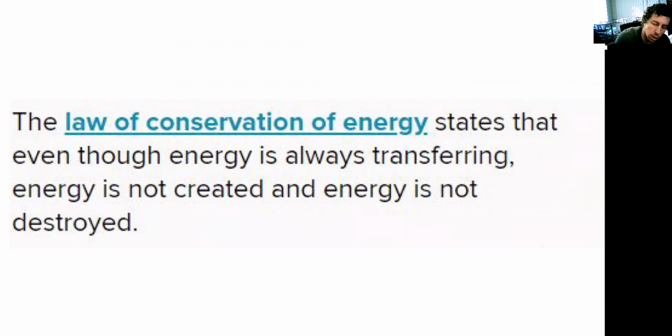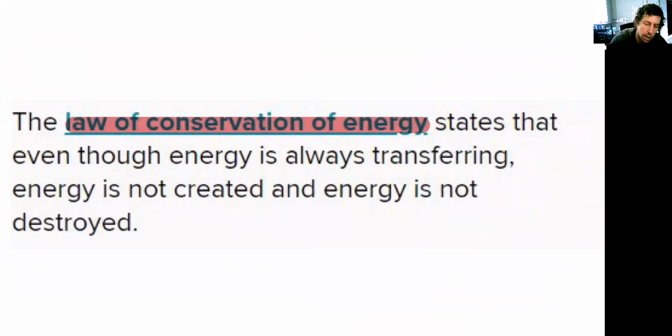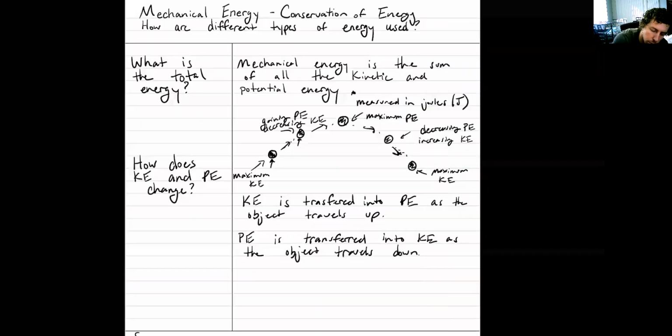So this is what's called the law of conservation of energy. It states that even though energy is always transferring, energy is not created, energy is not destroyed. We are not creating any energy here. We are not destroying any energy. The total energy is always the same. So let's put this down as our last note. I'm going to add to my note here. I'm just going to star: total energy remains the same.